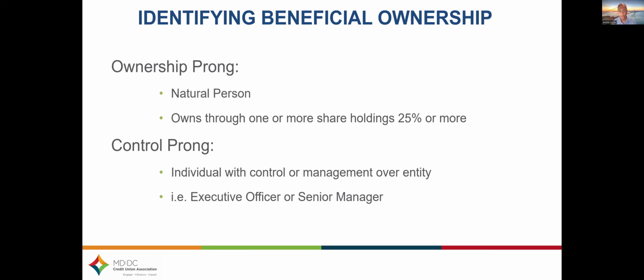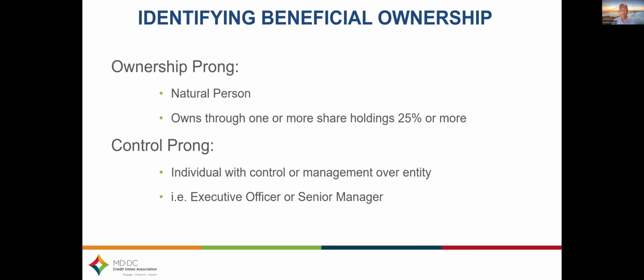There are two parts to doing that. If an individual person owns 25% or more of the company, then they are considered a beneficial owner. And there's a control prong. Whoever is in control of the organization or management over the entire organization, executive officer, whatever the case might be, they are considered a beneficial owner.